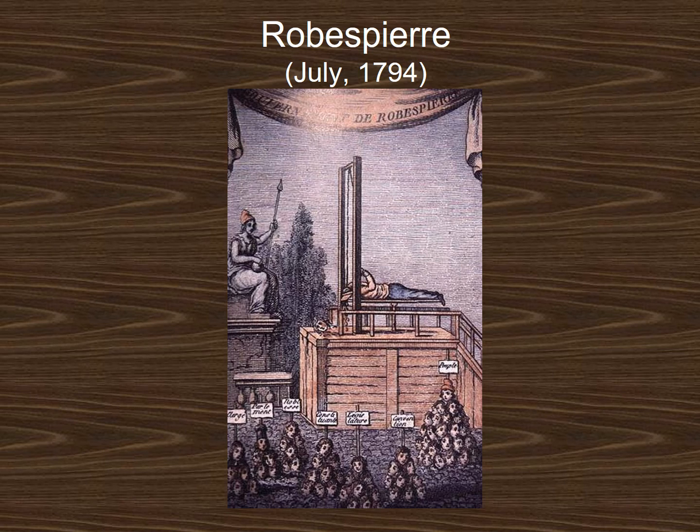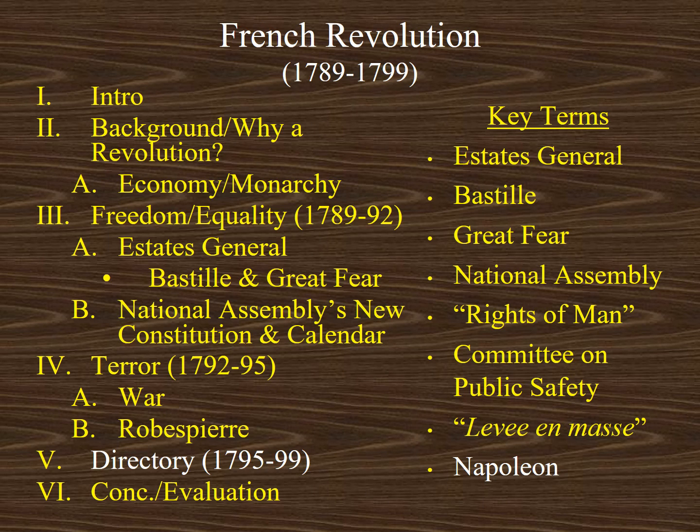Even Robespierre himself fell victim to the guillotine. The other members of the National Assembly realized that Robespierre had given in to this hysteria. They tried to stop him, but eventually they convicted him of treason, and he was executed himself. The execution of Robespierre ended the Reign of Terror.